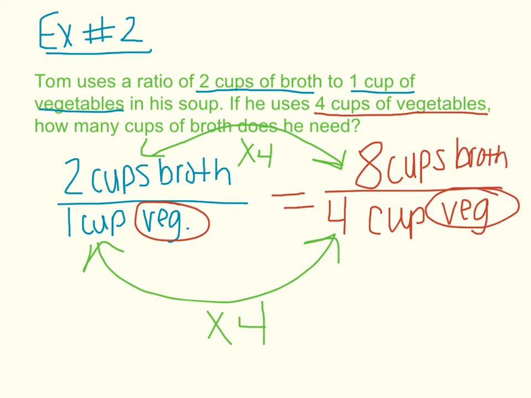So my mathematical explanation would be very similar to the first one. We set up a ratio comparing cups of broth to cups of vegetables. Then we set up a proportion. And then we found out we had to multiply by 4 to get from 1 cup of vegetables to 4 cups of vegetables. So we had to do the same thing at the top, multiply by 4. So 2 cups of broth times 4 equals 8 cups of broth.